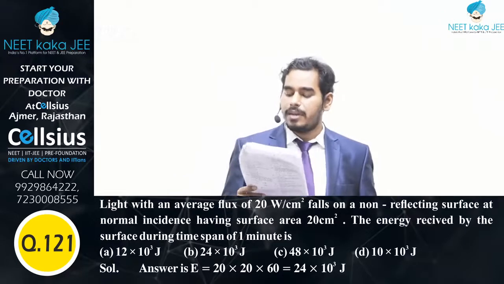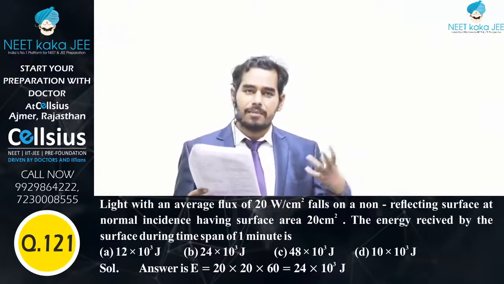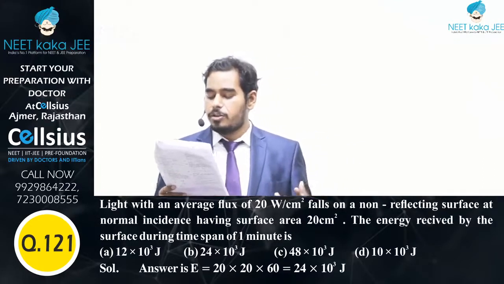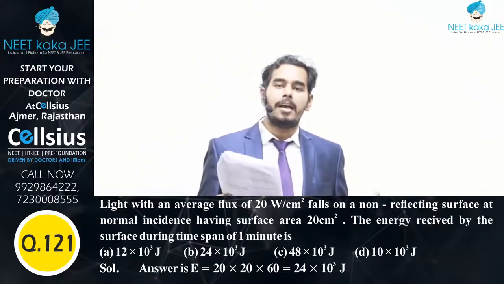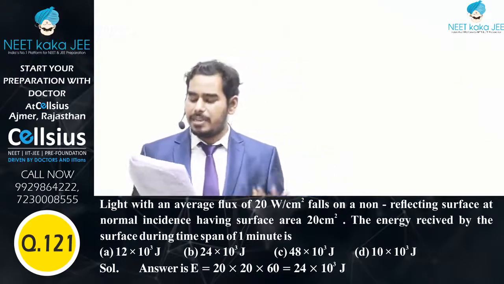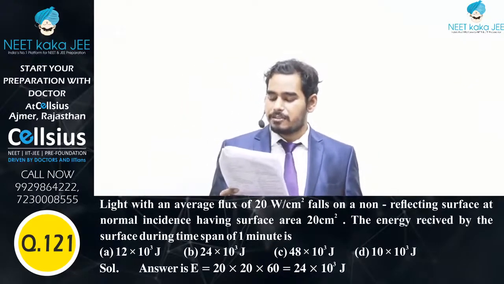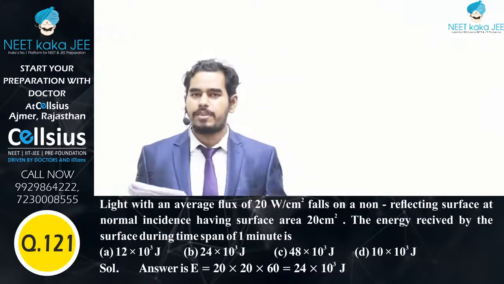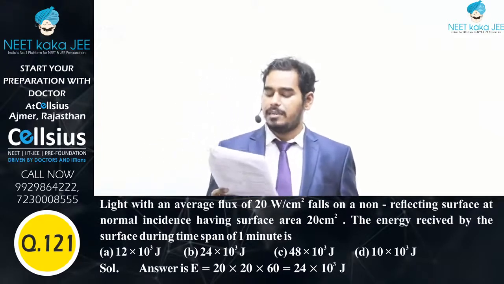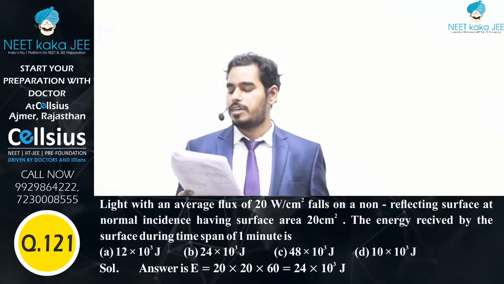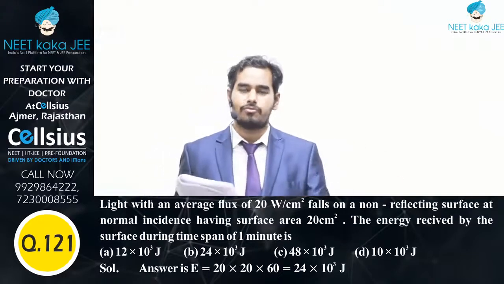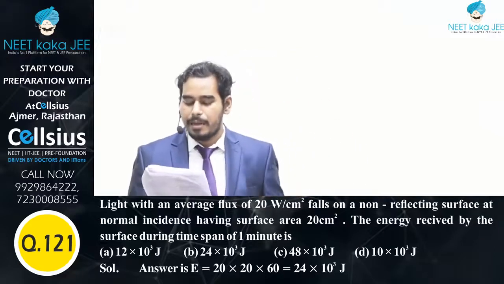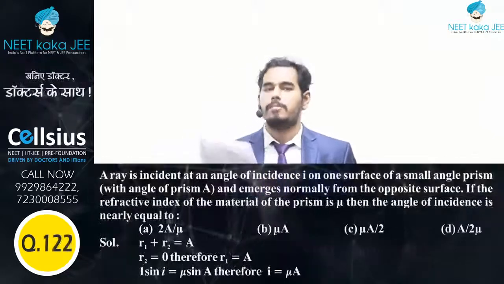Okay, first of all, it has given you the intensity, that is the flux, and you multiply it with area. When you multiply it with area, you get the power, and then you multiply with time and you get the energy. So you just have to multiply the flux with the area, and then multiply this entire thing with the given span of time, so that you can calculate the total energy. So it is 20 into 20 into 60, which is 24 into 10 to the power 3 joules. This question is as simple as this. One-liners, absolutely one-liners.